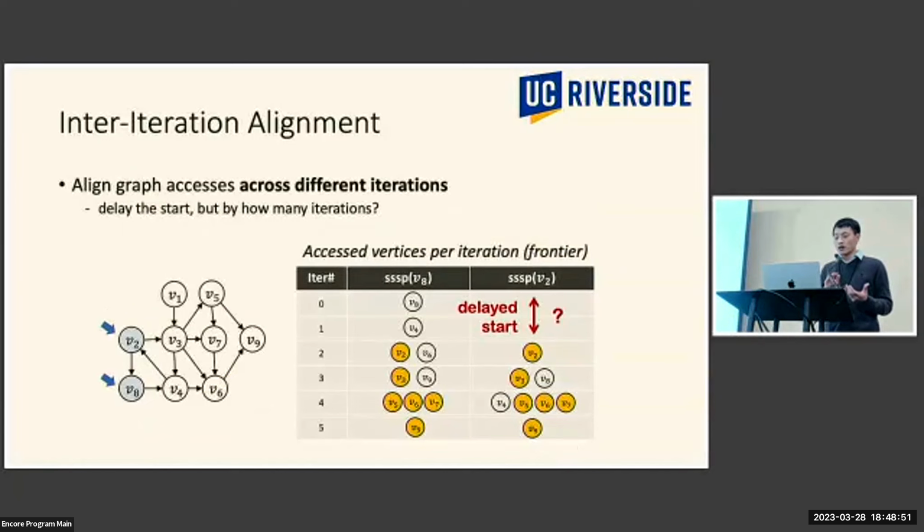So that is the intra-iteration alignment. Next, let's talk about the inter-iteration alignment. As I showed earlier, aligning the iterations of different queries may help to improve the sharing of graph accesses. However, the question is, what is the proper alignment? For example, if we want to delay the evaluation of one of the queries, how many iterations should it be delayed?